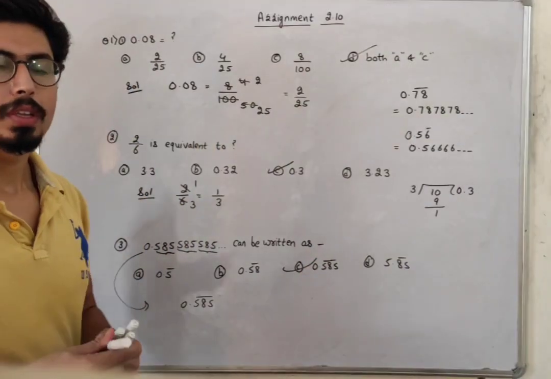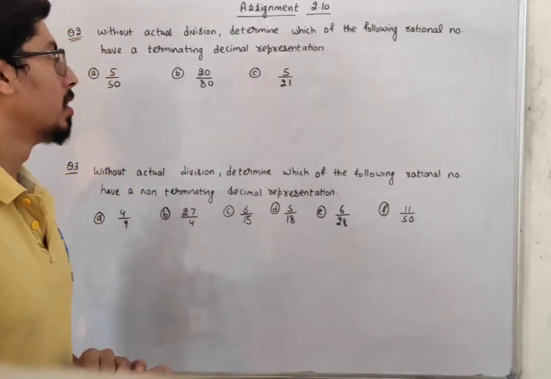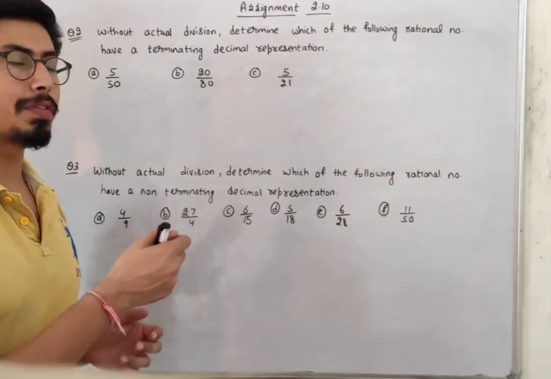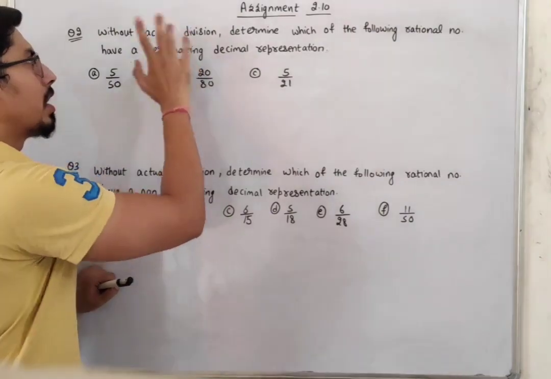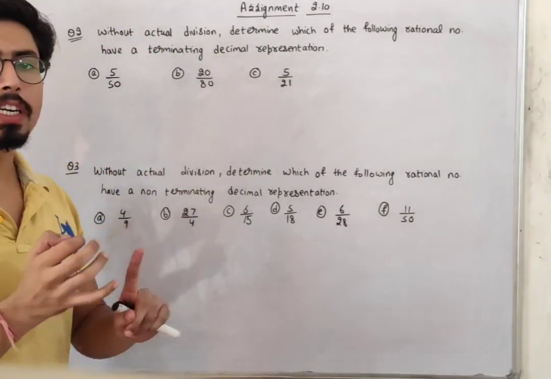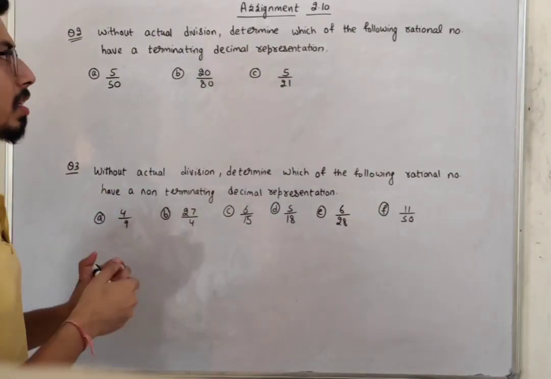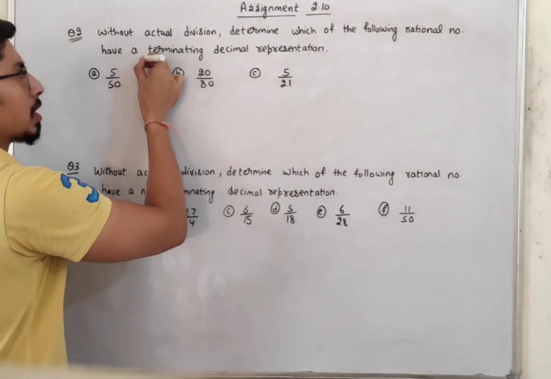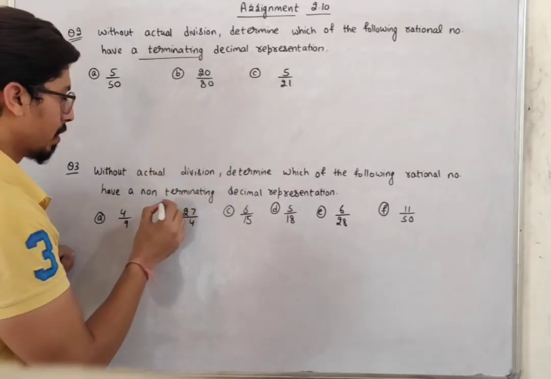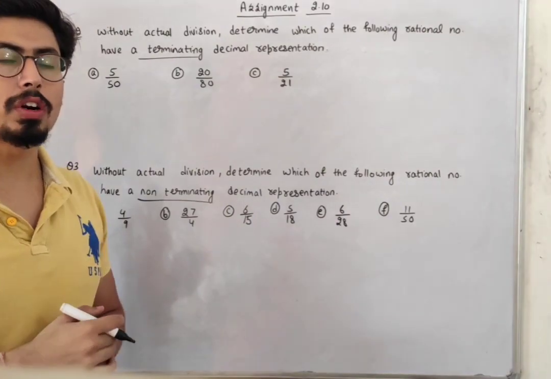Okay. Now moving forward to our question number 2, students. See students, in question number 2, what we have to do is, without actual division, determine which of the following rational numbers have a terminating decimal representation. Okay. See students, here we have two terms, terminating, and in our next question we have non-terminating. Okay. So what are terminating and what are non-terminating?